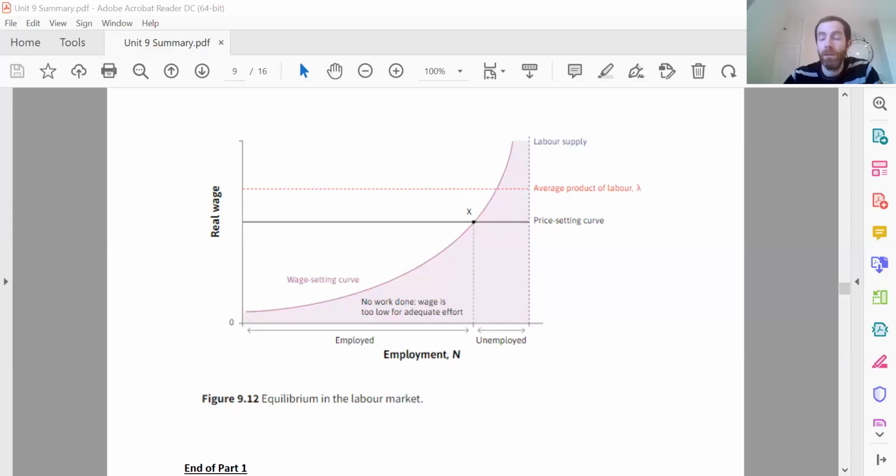So this is the second part of my Unit 9 summary. And the first thing that I want to start with is to think about the equilibrium that I talked about, how we reached that in the first video, which is the level of employment and the real wage where the price setting curve and the real wage meet. And to talk about why we can think of that as a Nash equilibrium, as in an equilibrium where nobody wants to change the actions that they've taken.